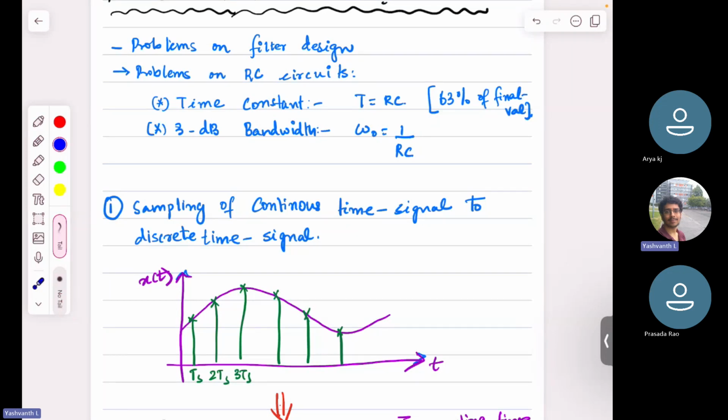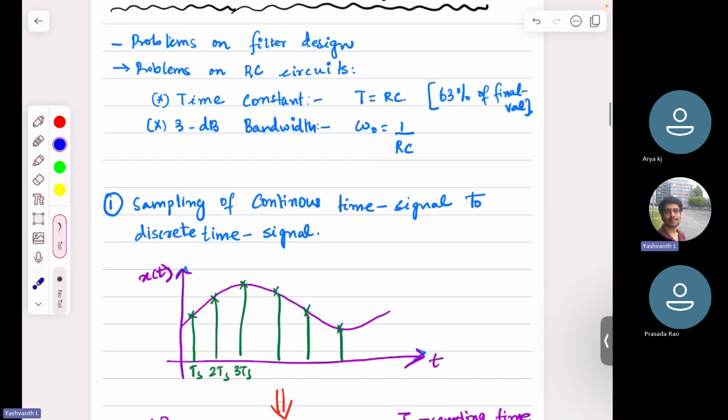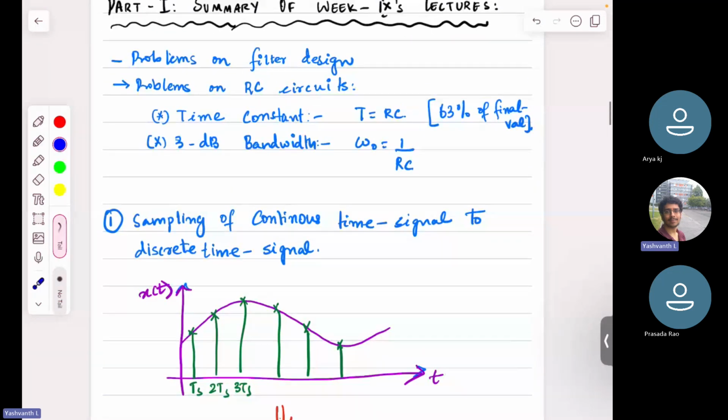Okay, and it has a specific expression. What is the time that it takes to achieve that? It's precisely given by T equal to R times C, where R is the resistance and C is the capacitance. Similarly, associated with this circuit, there's something called the 3 dB bandwidth. You can think of it as a low pass filter. Any filter will have a bandwidth, as I told previously, and you can measure the 3 dB bandwidth of an RC circuit as omega naught equal to 1 by RC. I've just given the key formulae.